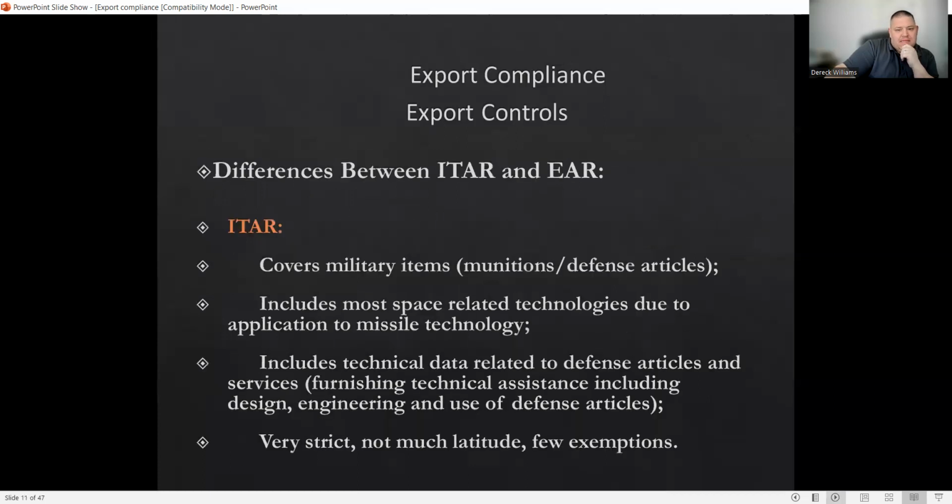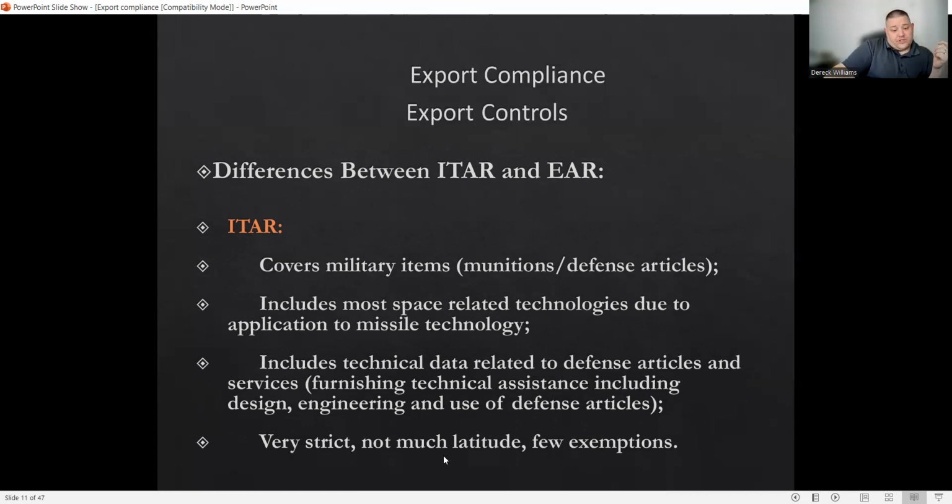There we go. Difference between ITAR and EAR. ITAR covers, again, military items or defense articles. That includes most space-related technology due to the application to missile technology. It also includes technical data related to defense articles and services. When we talk technical data, that could be blueprints, 3D models, spec sheets, a lot of things, right? Any kind of technical data that describes that defense article.